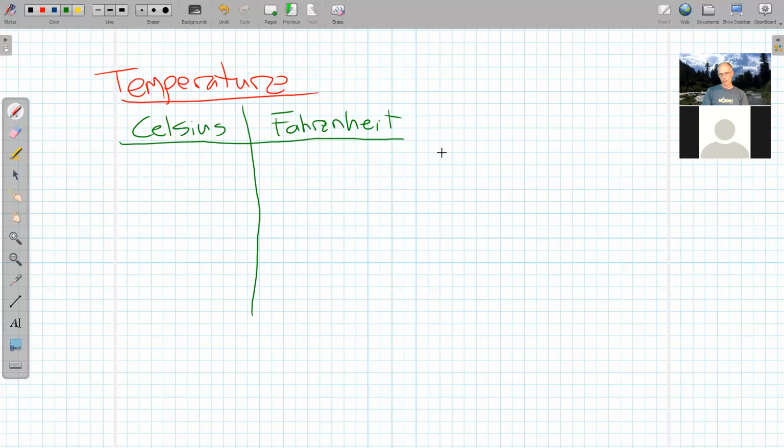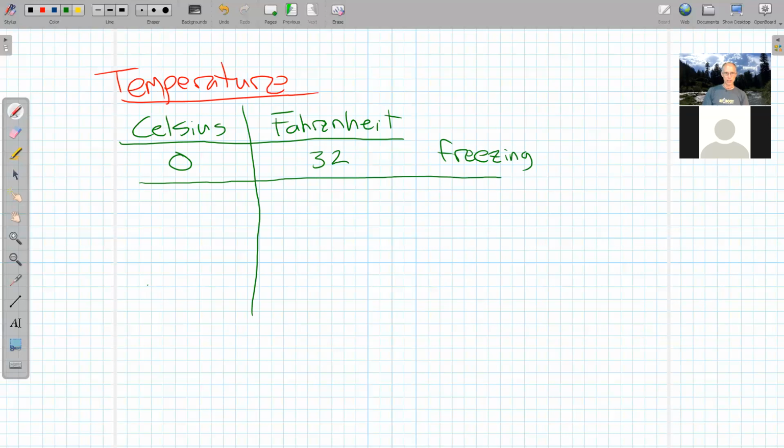So Fahrenheit, we talk about freezing. At sea level, water freezes at 32 degrees Fahrenheit. That would be 0 degrees Celsius. So that's an important thing to know.